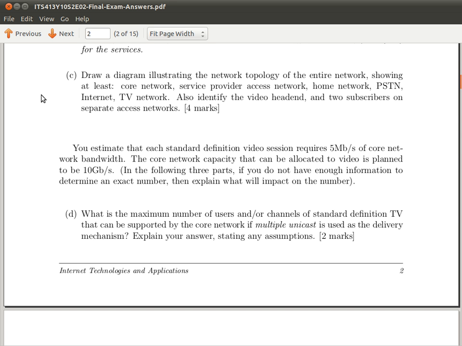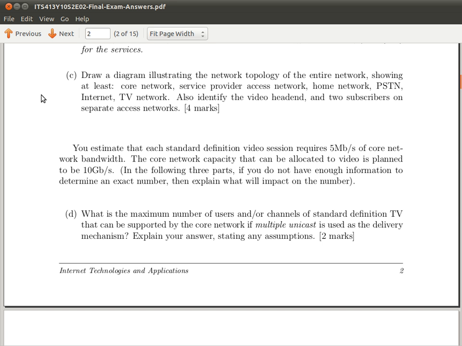The capacity of the network is planned to be 10 gigabits per second. So the core network can carry a maximum of 10 gigabits per second, or 10,000 megabits per second. Each video requires 5 megabits per second. What is the maximum number of users or channels of standard definition TV that can be supported if multiple unicast is used as the delivery mechanism? Multiple unicast is just unicast. We send multiple copies. What's the answer?